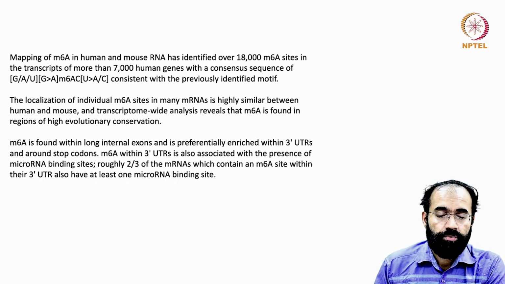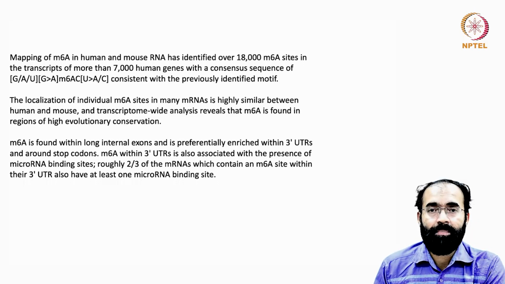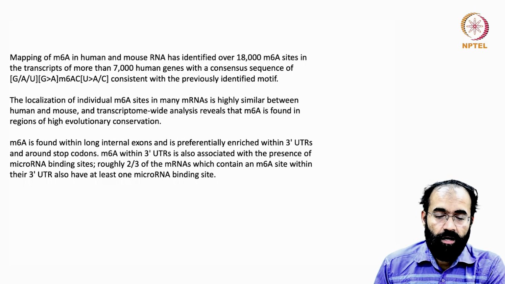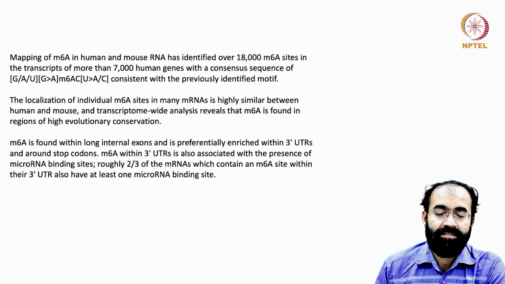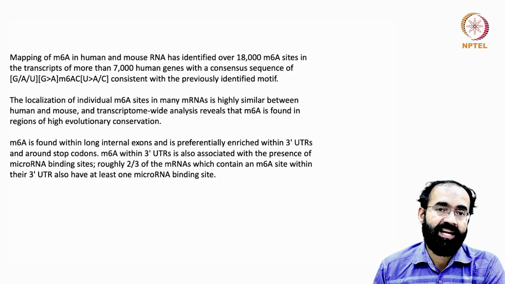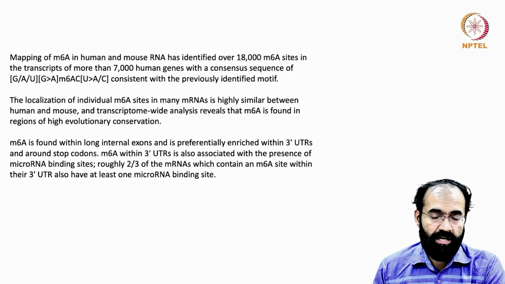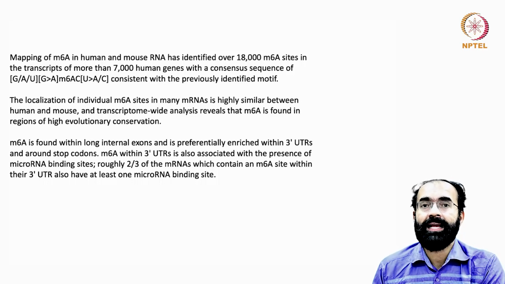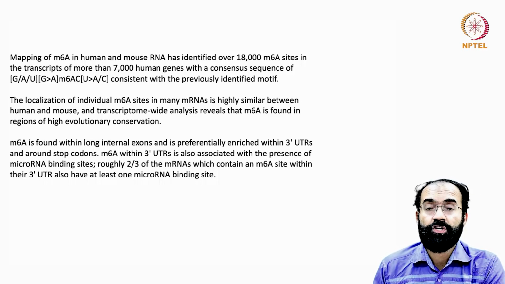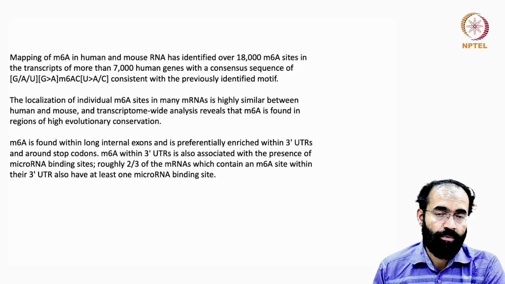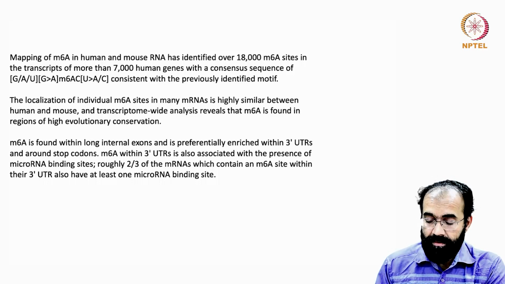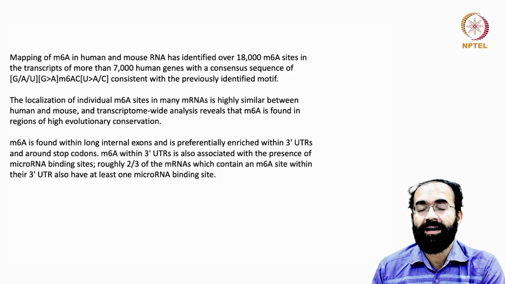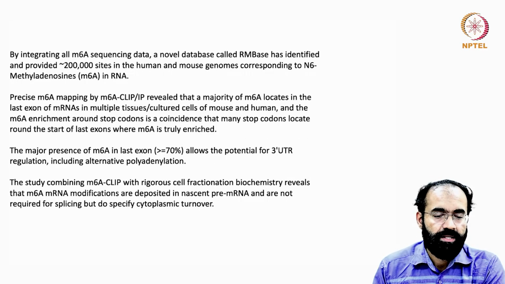Roughly 2 out of 3 mRNAs, if you have 3 mRNAs, 2 of them which contain an M6A site within their 3' UTRs also have at least 1 microRNA binding site. So it is a strong correlation. If M6A methylation is possible, the majority of them, 2/3 of the total population, also have a microRNA binding site.